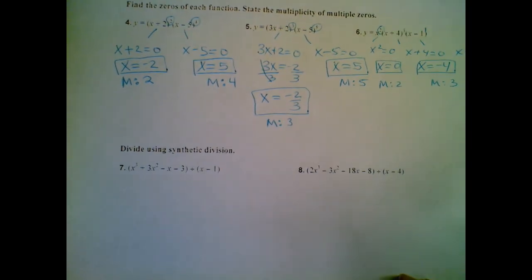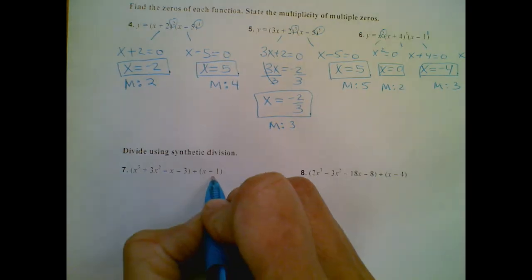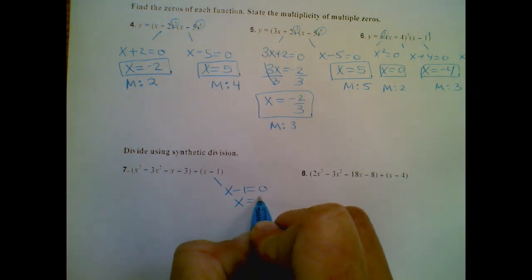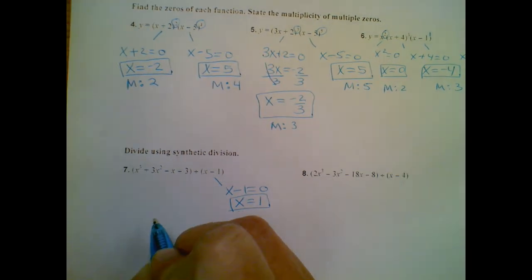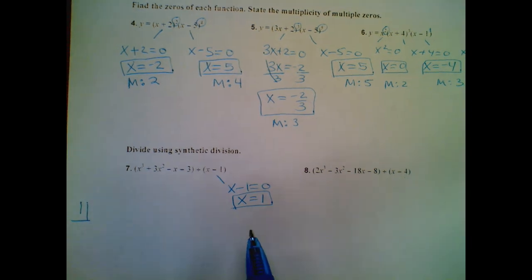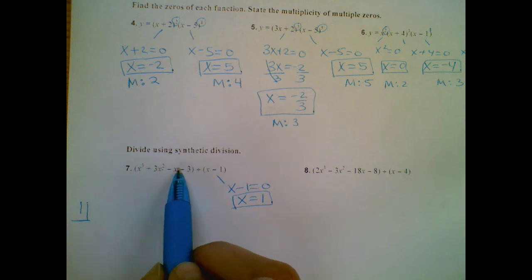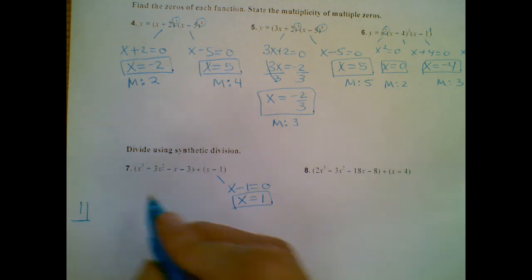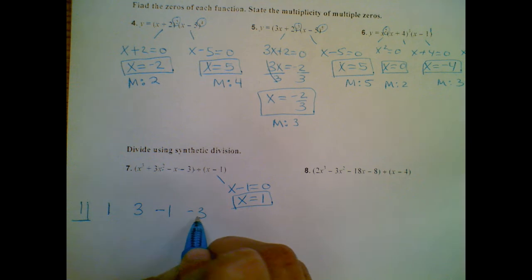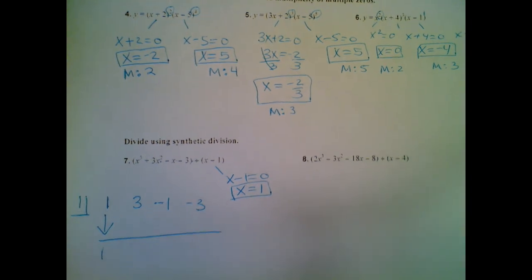This next section says divide using synthetic division. So what we're dividing by, we're going to set equal to 0 and solve for it, so we get x equals 1. So that number goes in our box. And then from here, we're going to look to see if it skips any terms. Do we need to put zeros as placeholders? So it goes 3, 2, 1, and 0. It doesn't skip any, so we just put our coefficients. So 1, 3, -1, and -3. We drop that first number. It doesn't matter what it is.